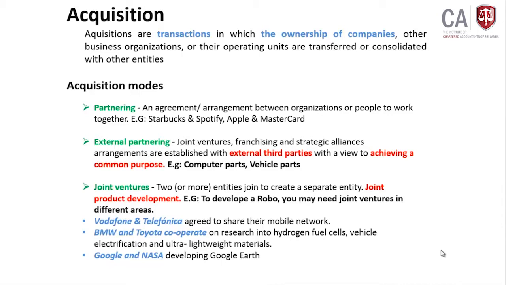But in external partnering, in order to develop one product, let us say a car, you will outsource some, you will purchase some materials from somewhere else. For example, BMW and Toyota Corporation have a joint venture on research into hydrogen fuel cell vehicles. They are going to invent something new, and for that they are jointly doing some things, that is the joint venture. Google and NASA developed Google Earth through a joint venture.